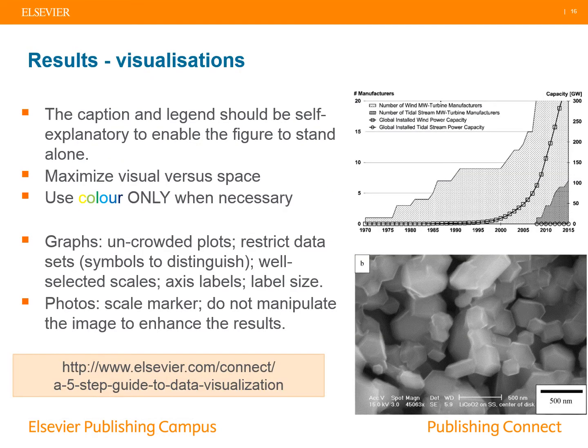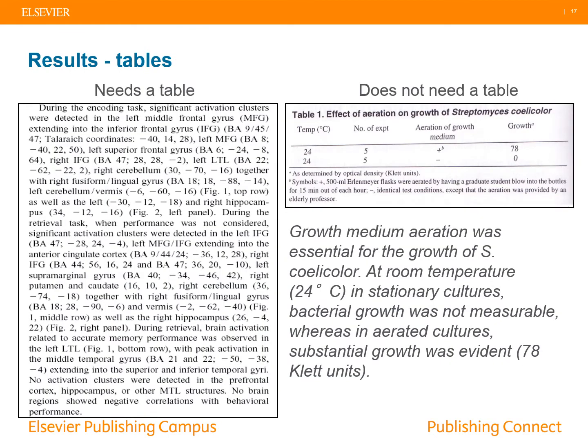So when we are presenting the figures and tables, make sure that they are clear and self-explanatory. Maximize your visual effect. Use color only when necessary. And the graph should not be too crowded when you are putting it into your journal article. Sometimes we do not need a table, but sometimes a table is needed. If you have too much information listed, then a table can help you to interpret the data in a systematic way.